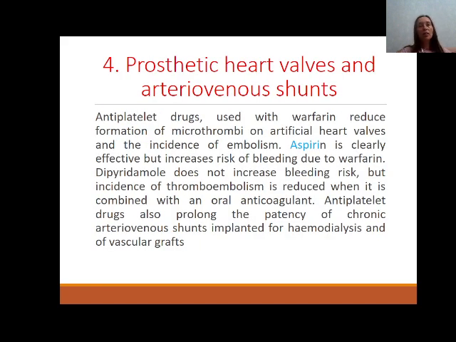Next, prosthetic heart valves and arteriovenous shunts. Antiplatelet drugs used with warfarin reduce formation of microthrombi on artificial heart valves and the incidence of embolism. Aspirin is clearly effective but increases the risk of bleeding due to warfarin. Dipyridamole doesn't increase bleeding risk, but the incidence of thromboembolism is reduced when it's combined with an oral anticoagulant. Antiplatelet drugs also prolong the patency of chronic arteriovenous shunts implanted for hemodialysis and of vascular grafts.